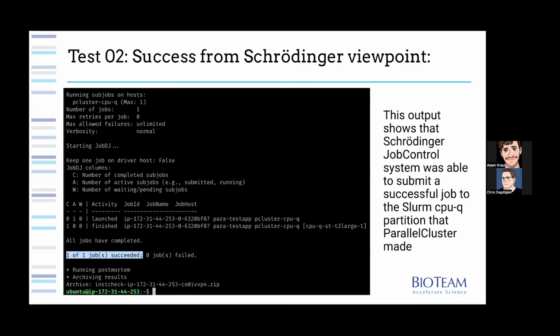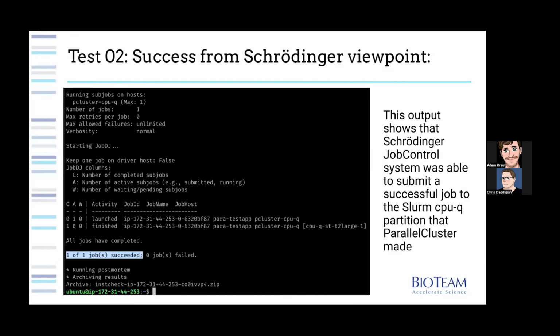What you're seeing here is the installation check reporting that it was able to successfully use the pcluster CPU queue target in Schrödinger.hosts. And more particularly, because JobControl knows how to talk to Slurm, this is showing you that it successfully submitted a job to Slurm, it successfully monitored the execution of that job, and it successfully confirmed that the job exited cleanly without errors. So this is kind of the holy grail.